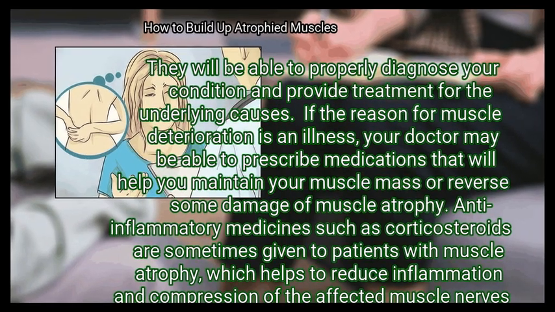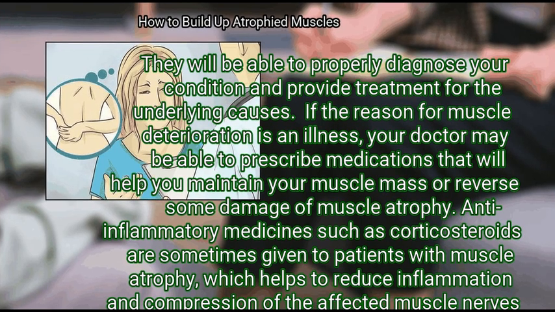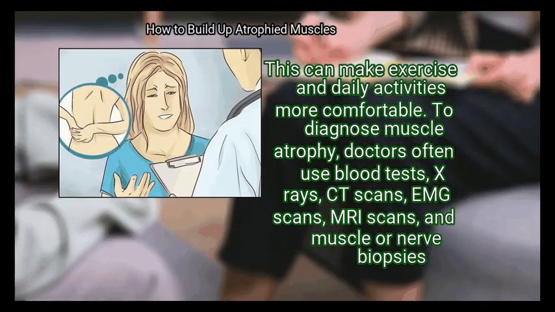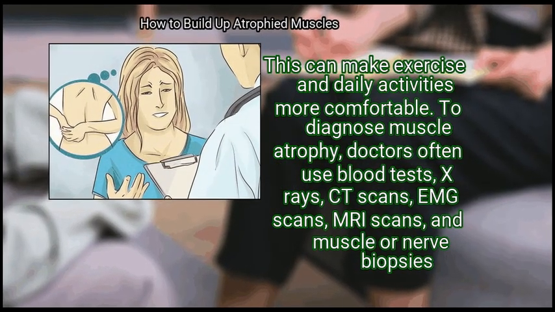They will be able to properly diagnose your condition and provide treatment for the underlying causes. If the reason for muscle deterioration is an illness, your doctor may be able to prescribe medications that will help you maintain your muscle mass or reverse some damage of muscle atrophy. Anti-inflammatory medicines such as corticosteroids are sometimes given to patients with muscle atrophy, which helps to reduce inflammation and compression of the affected muscle nerves. This can make exercise and daily activities more comfortable.